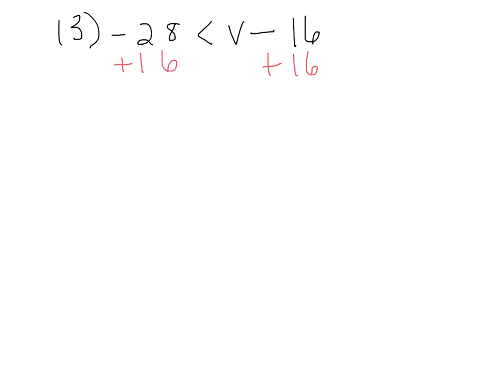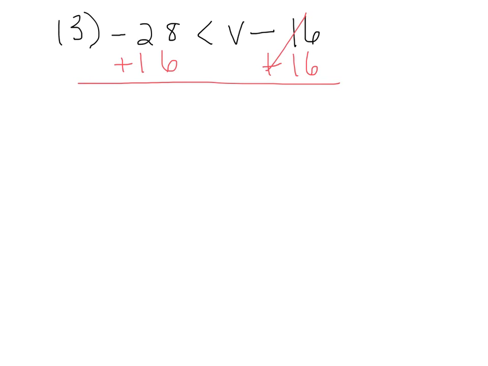Now turn over the worksheet and let's look at problem number 13. Problem number 13 says negative 28 is less than v minus 16. To solve for v, we're going to do the opposite of minus 16. So we would be adding 16 to both sides of our equation. That would be both sides of our inequality.